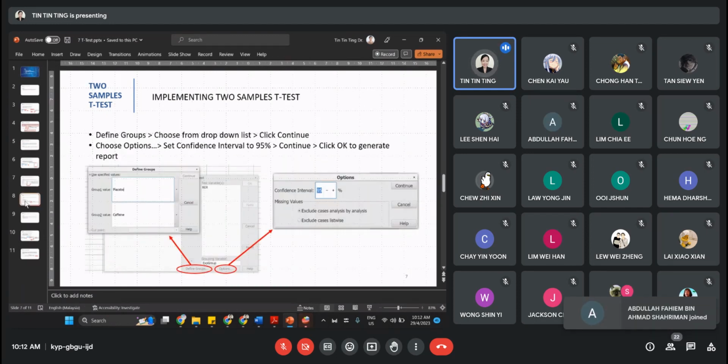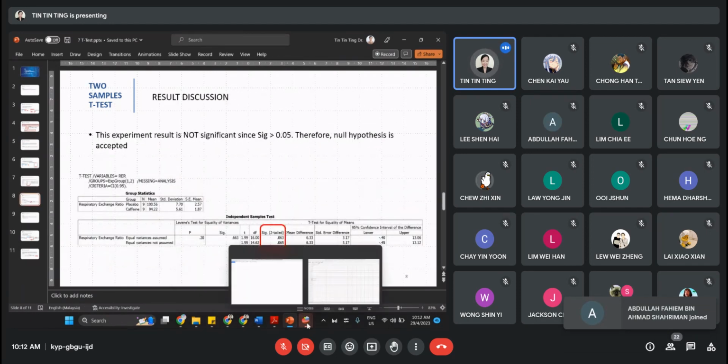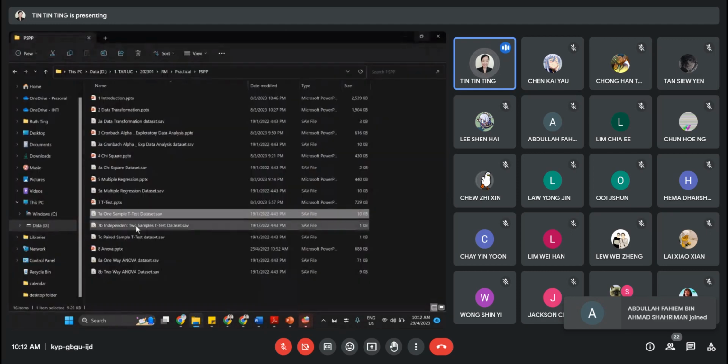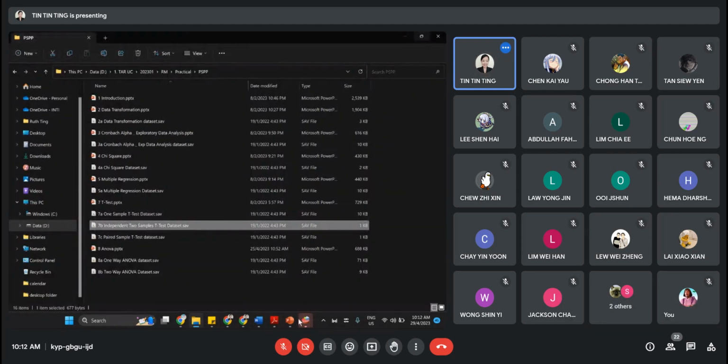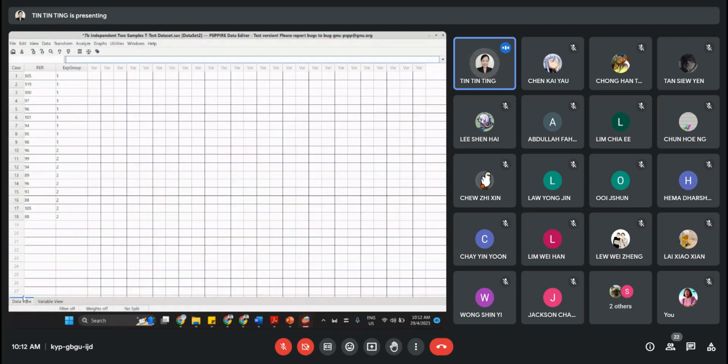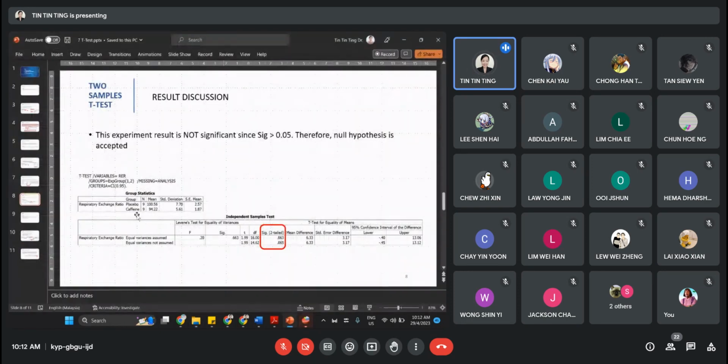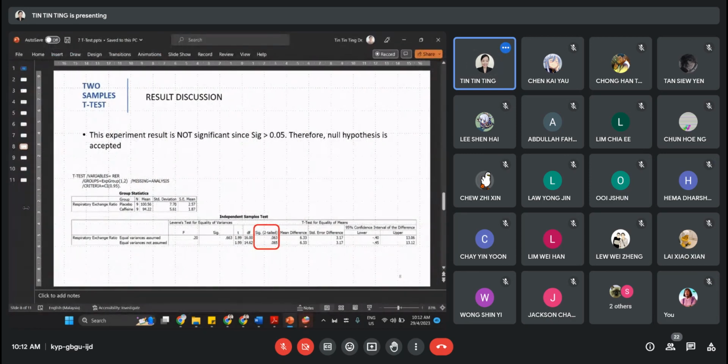Okay, then you will be able to see the result like this. If you want to take a look at the sample of your data, it is something like this. We have the experiment group 1 and 2, so 2 groups here. And the result will tell us that SIG is larger than 0.05 again, and therefore we accept the null hypothesis. Larger than 0.05 means not significant.